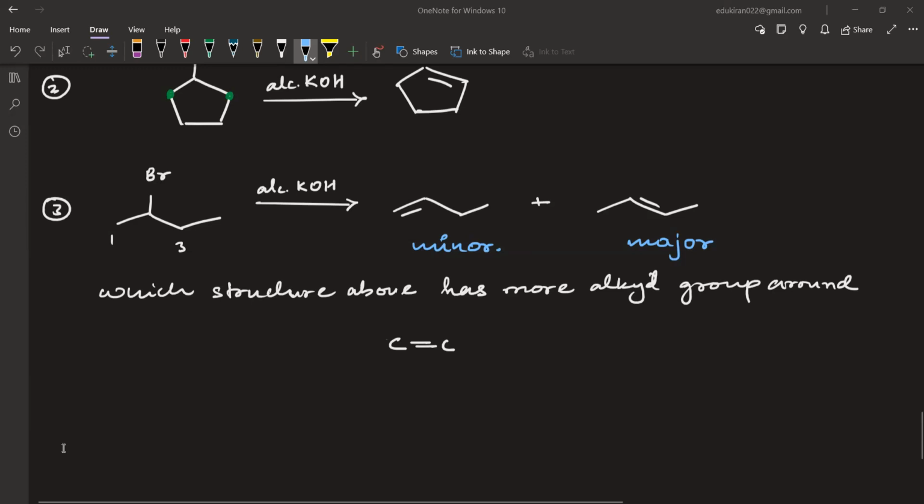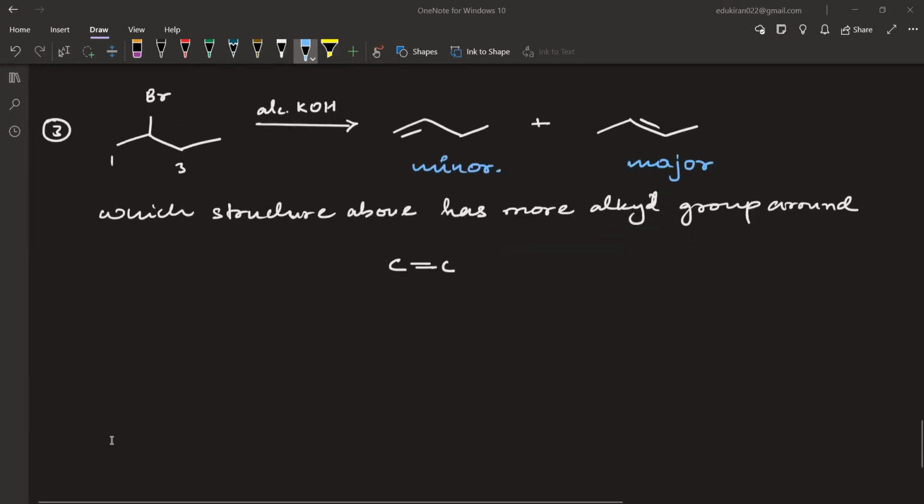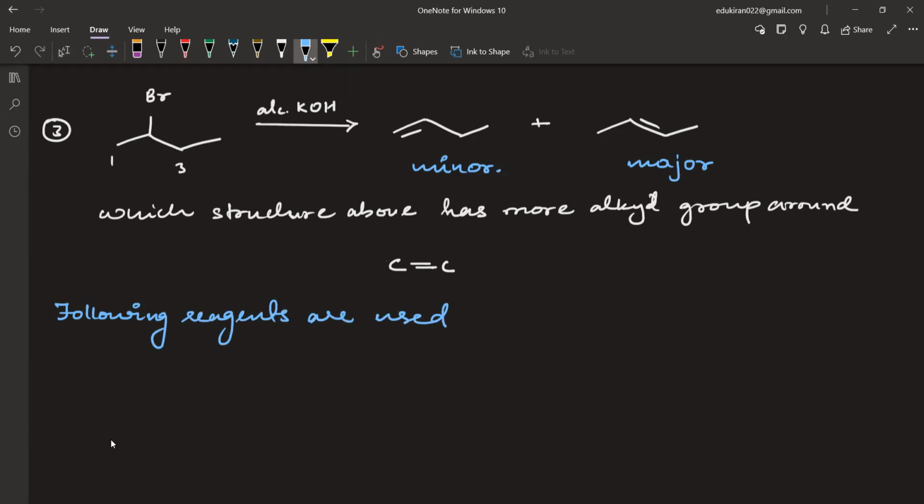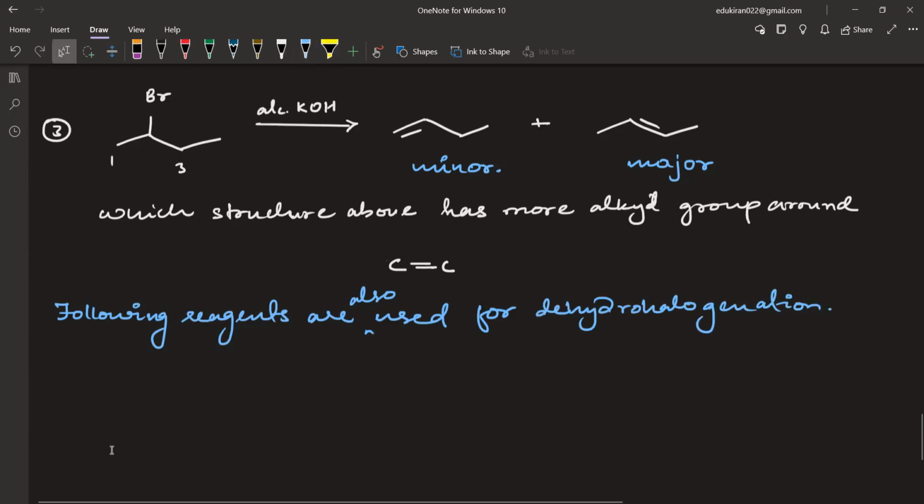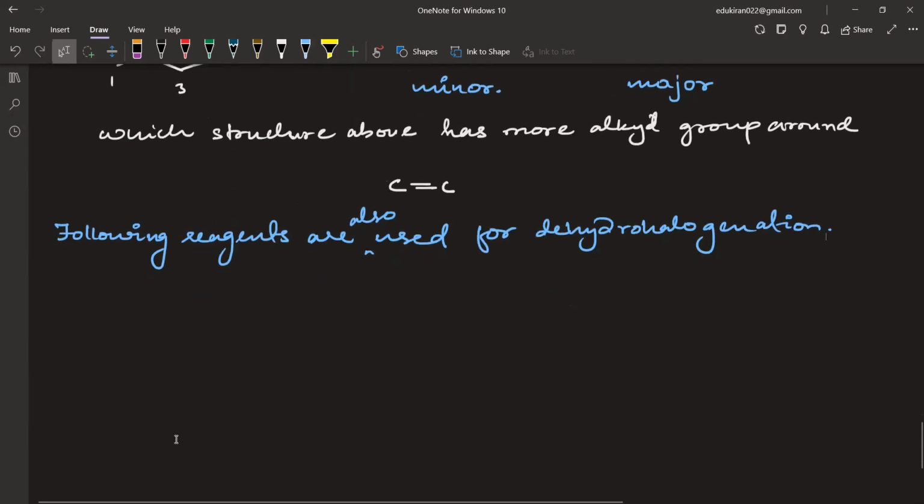Okay. Now one thing before that, what I will do? You will write the following reagents are used, or either right are also used for dehydrohalogenation. सही है? Any doubt? No. Okay. What are the following reagents?